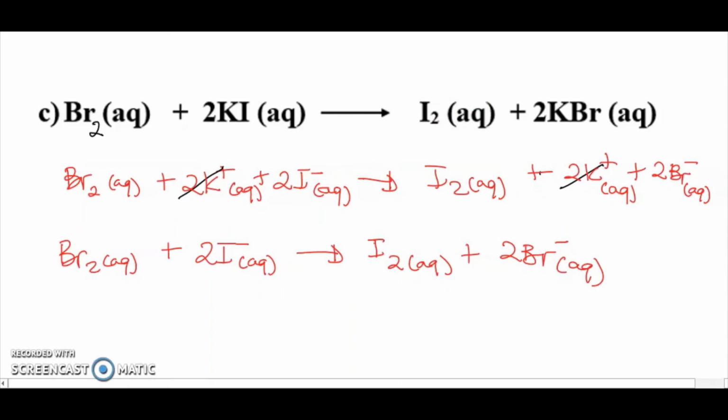If we look at this example, we cannot balance it by observation because when we look at the products, there is no precipitate formed. So in this case, we will need to follow the steps I described a while ago to write this ionic equation.